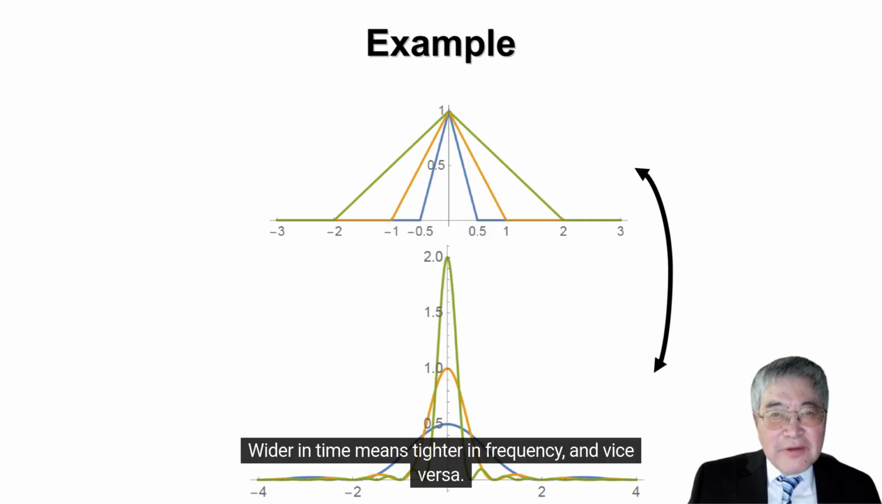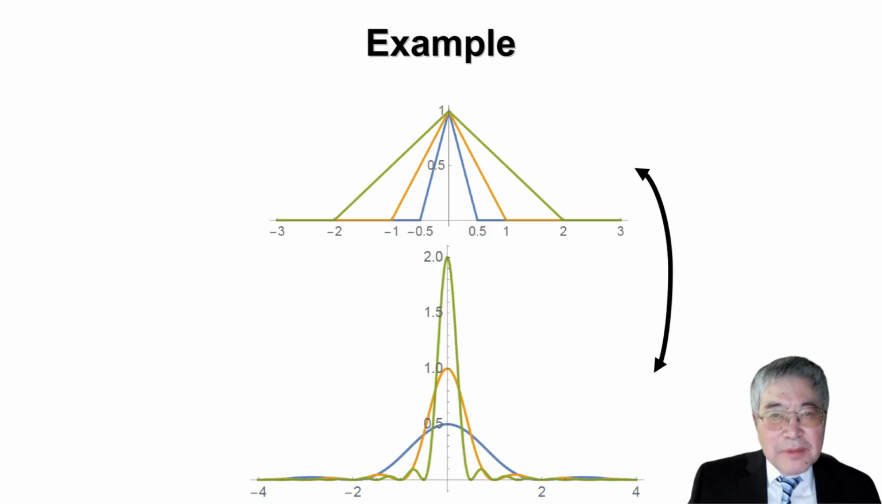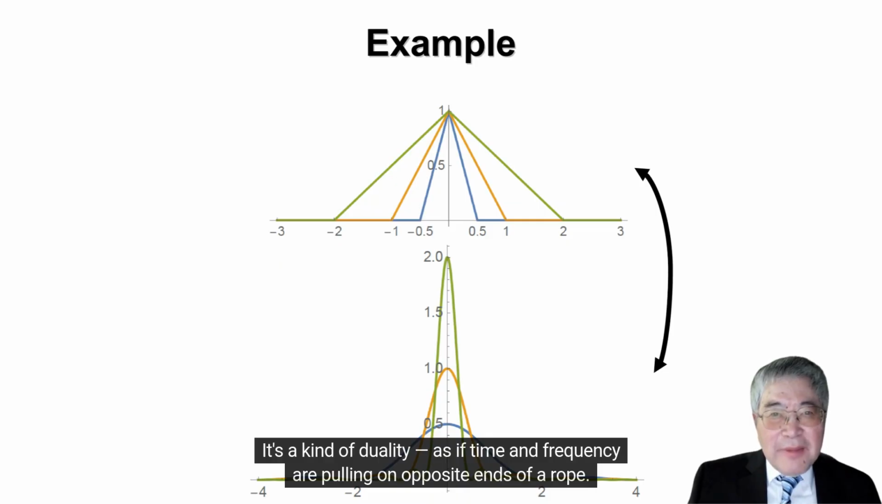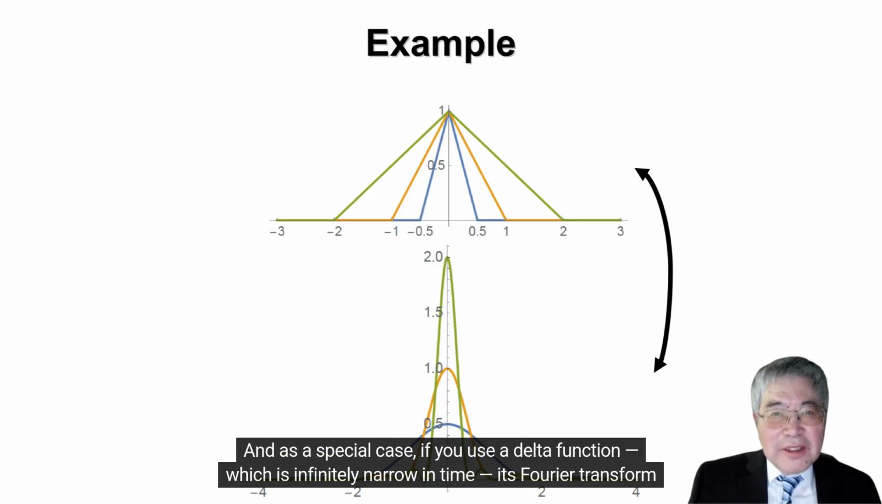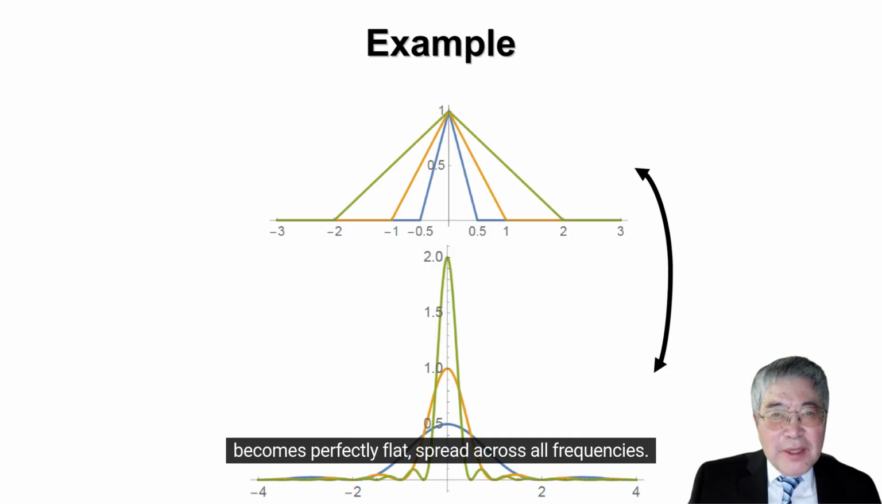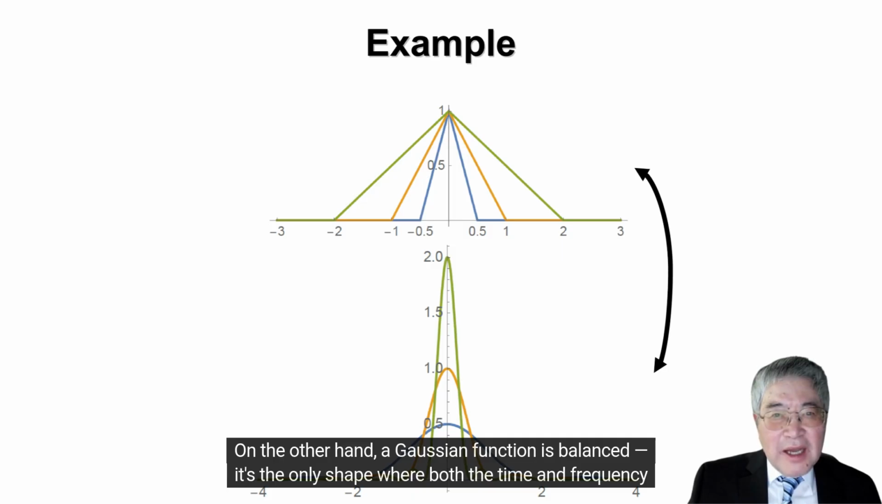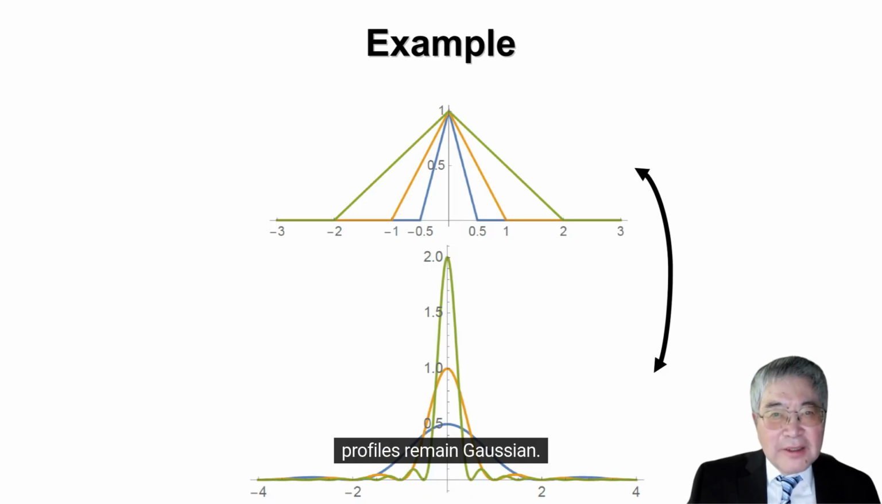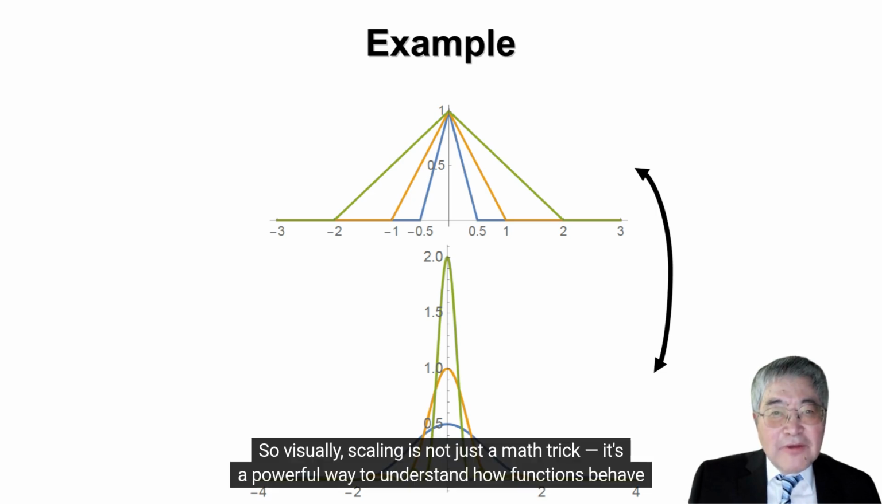Wider in time means tighter in frequency, and vice versa. It's a kind of duality, as if time and frequency are pulling on opposite ends of a rope. And as a special case, if you use a delta function, which is infinitely narrow in time, its Fourier transform becomes perfectly flat, spread across all frequencies. On the other hand, a Gaussian function is balanced. It's the only shape where both the time and frequency profiles remain Gaussian. So visually, scaling is not just a math trick, it's a powerful way to understand how functions behave in both domains.